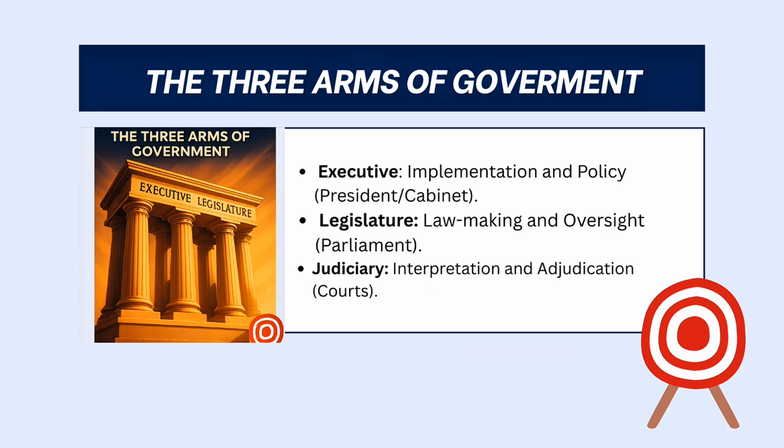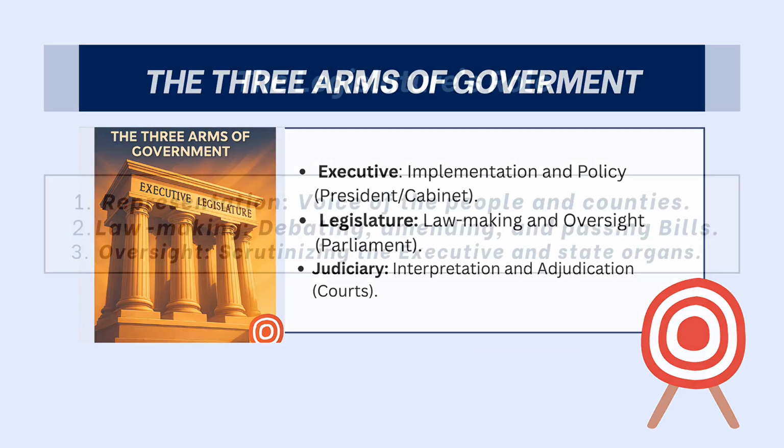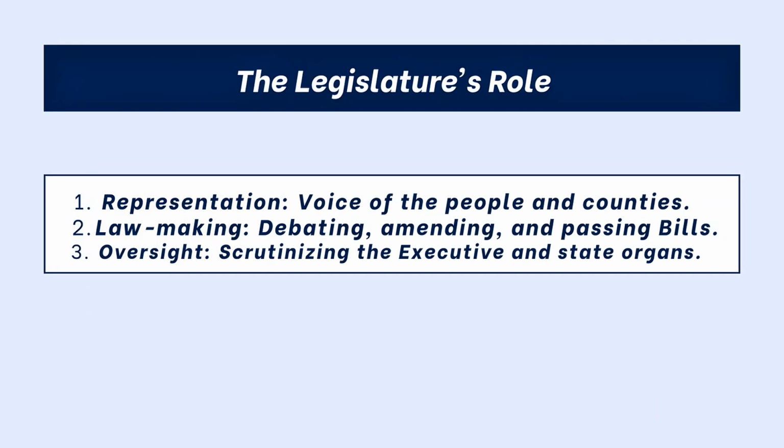Let's now tackle three arms of government. Checks and balances are structured around the three arms of government: the executive for implementation and policy, the legislature for lawmaking and oversight, and the judiciary for interpretation and adjudication. The legislature. The legislature's role involves representation, giving a voice to the people and counties, lawmaking, through debating, amending, and passing bills, and oversight, through scrutinizing the executive and state organs.